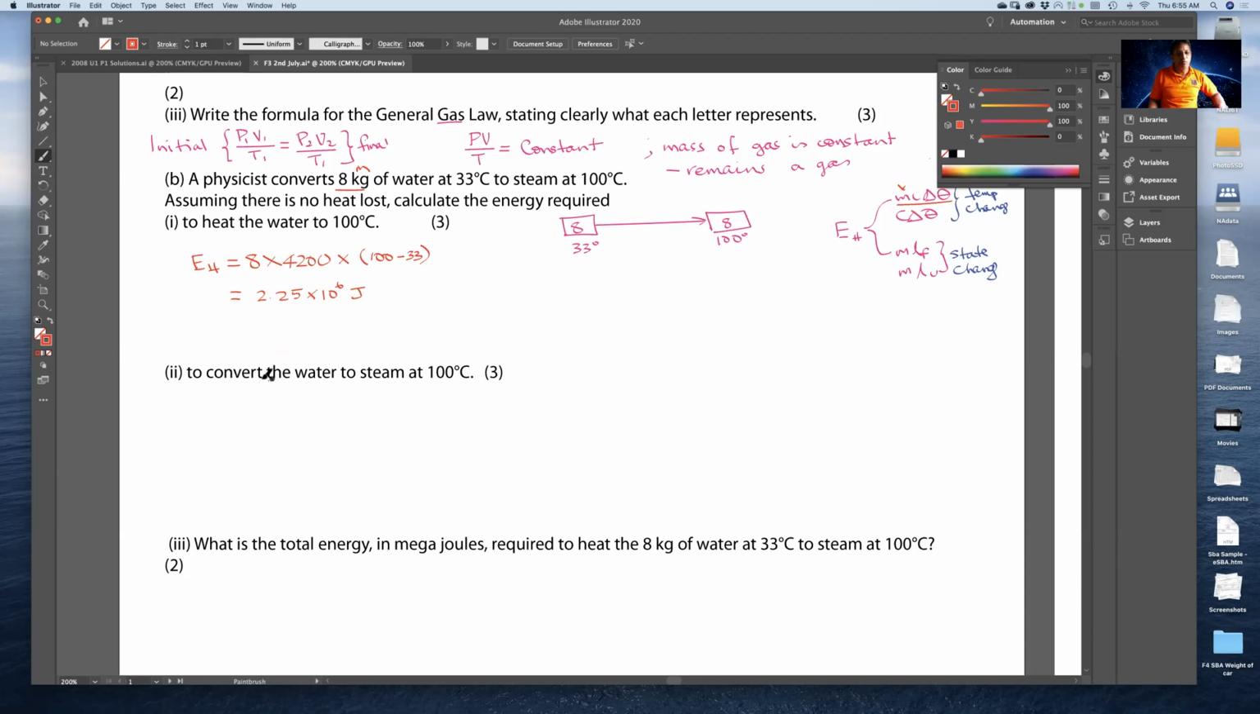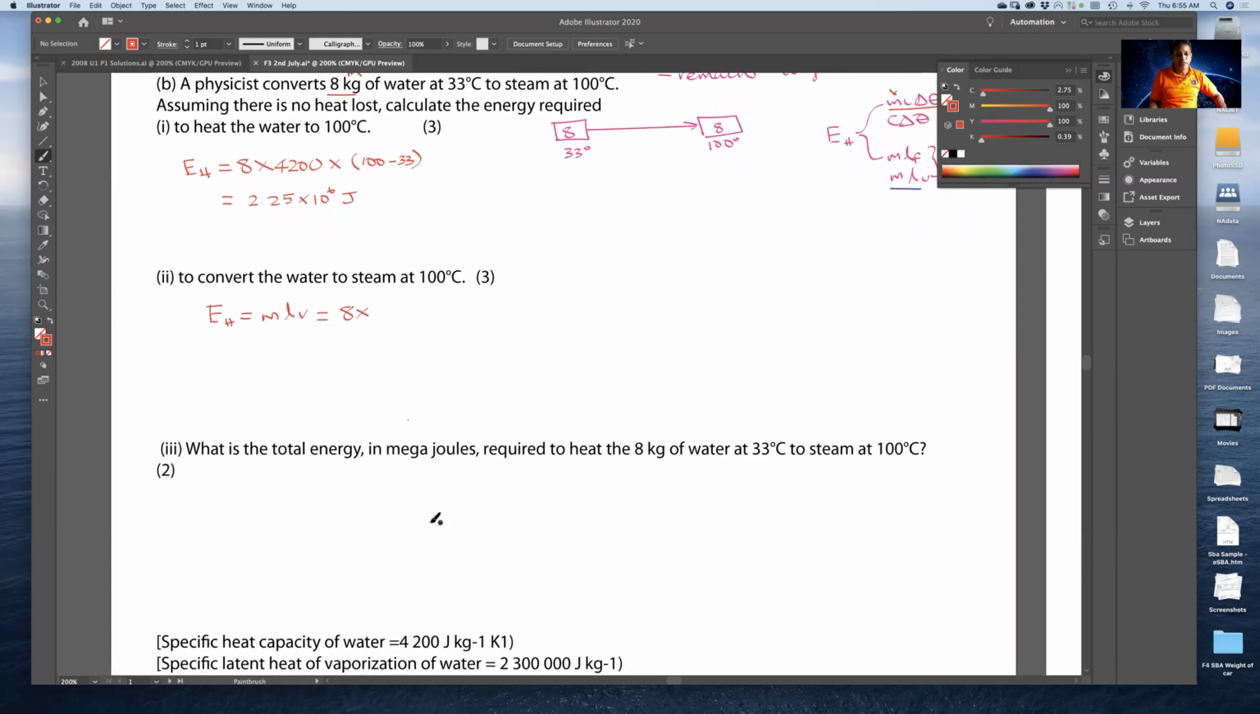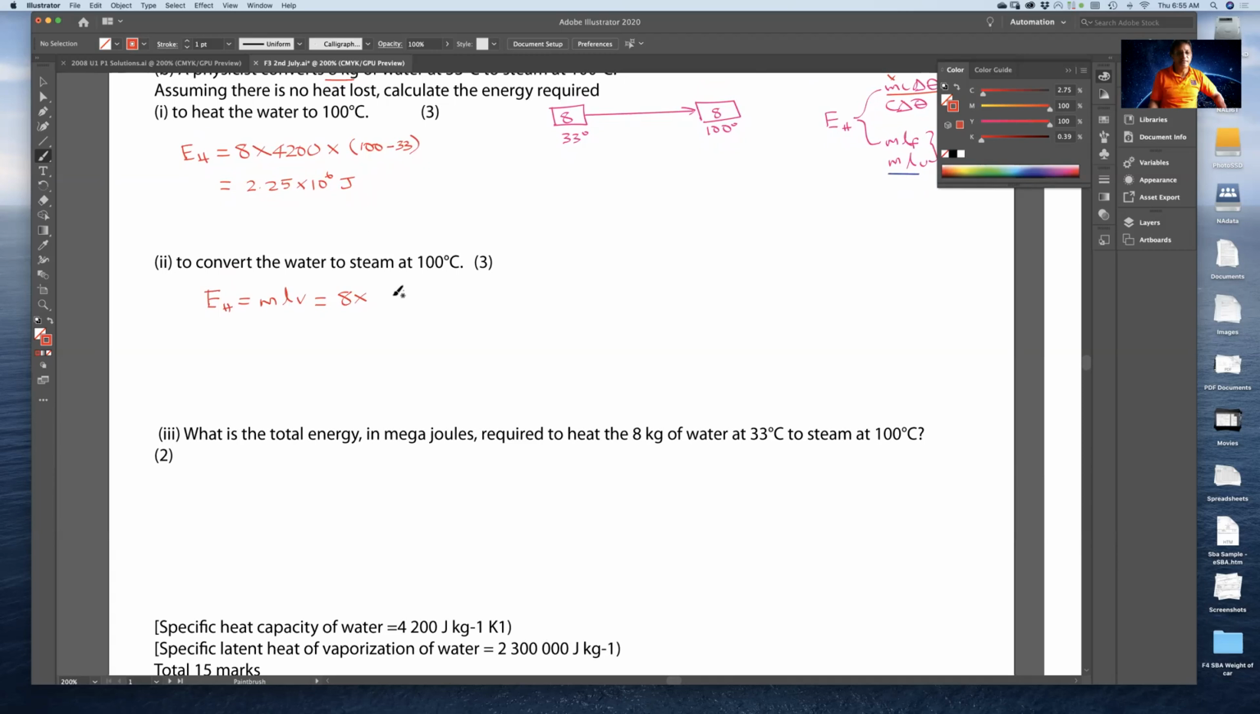Second part of the question is how much heat is needed to convert the water to steam. Now, because we're now dealing with a change of state, we would clearly be using this form of the equation, mass by the latent heat of vaporization, because it is changing from water to steam at 100. So therefore, this EH for this part will be equal to M LV. The mass is 8 kilograms, and the latent heat of vaporization was given to be 2.3 by 10 to the 6.